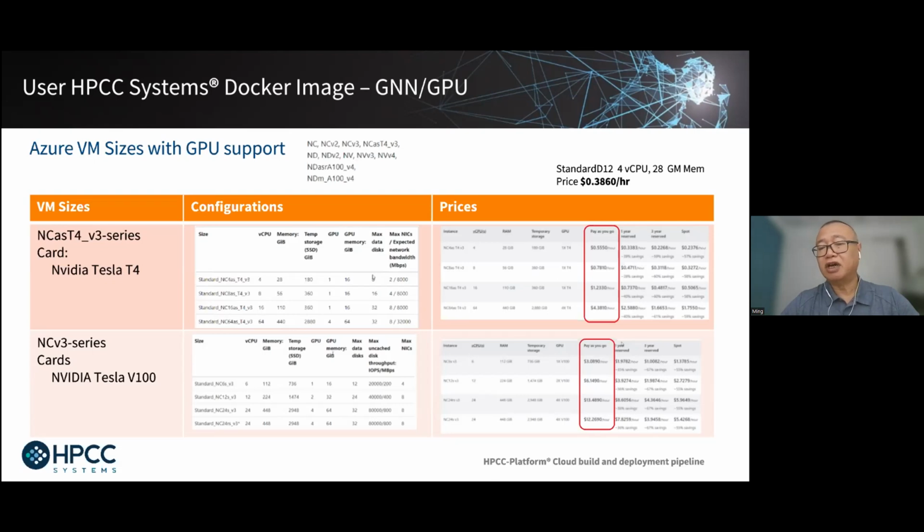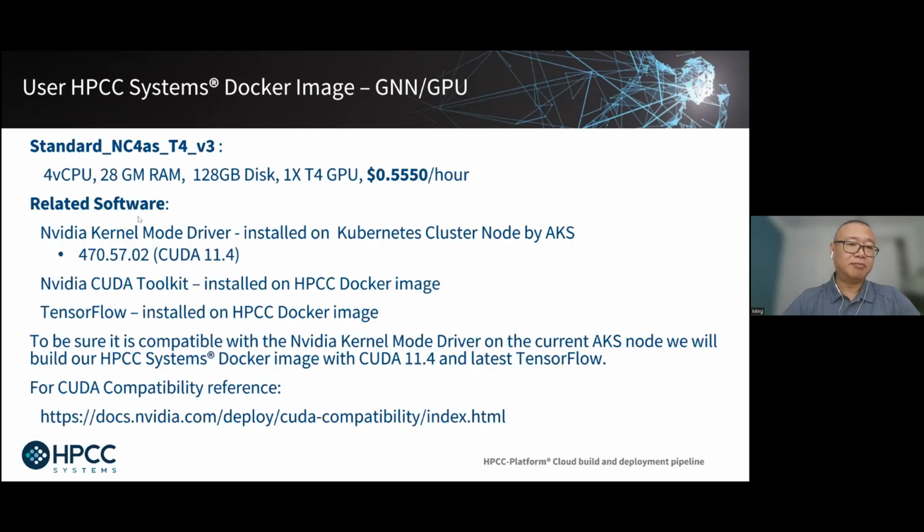Normally the GPU VM is more expensive than your normal VM. At the top, the normal one is probably about 38 cents per hour, and even the cheapest GPU card is 50 cents per hour. At the bottom, it's almost 10 times more expensive than the normal price. So if you just want to play with GPU support, you can choose the simple card, the cheapest one with 4 CPUs, 28 gig memory, 128 disk, and one GPU card. That costs about 50 cents per hour.